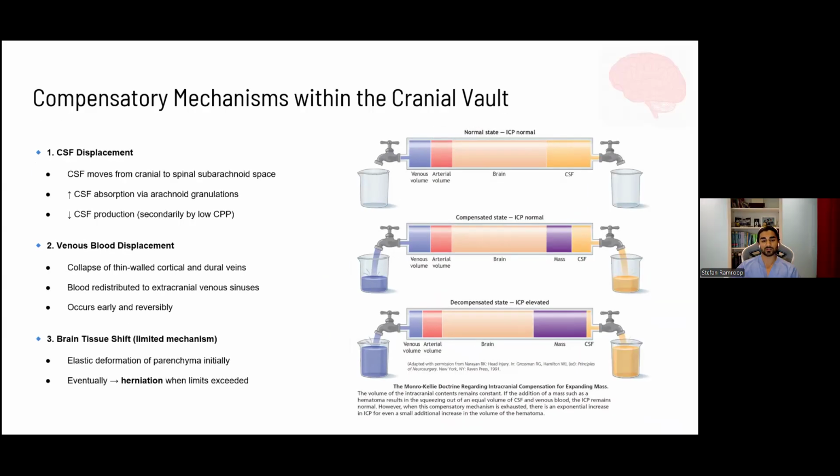And then finally, once those reserves are used up, the brain starts to deform. Initially, just subtle changes in shape, but once the limit is reached, the tissue begins to shift from one compartment to the other, and that's where you can get herniation, brain herniation.